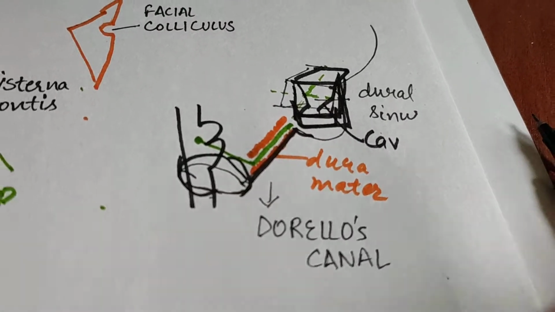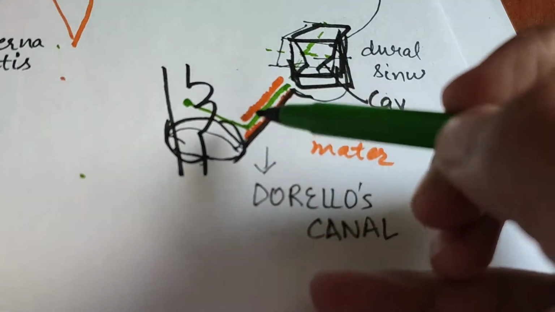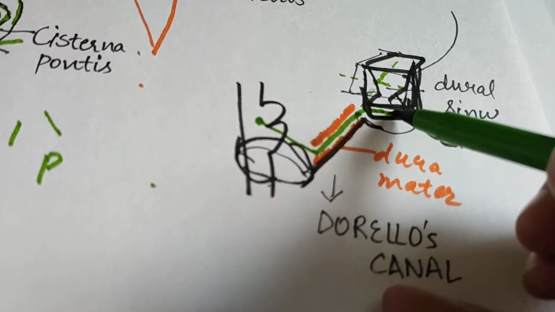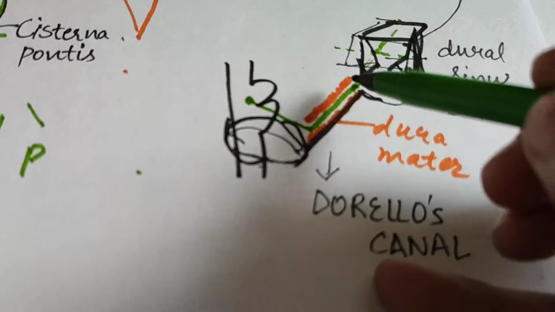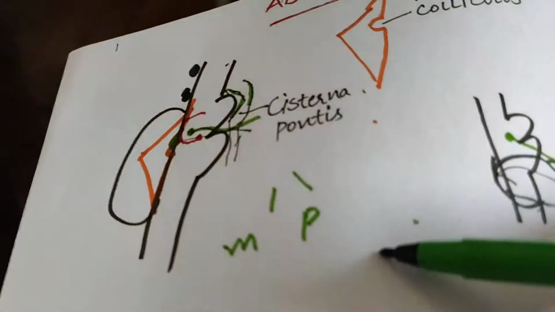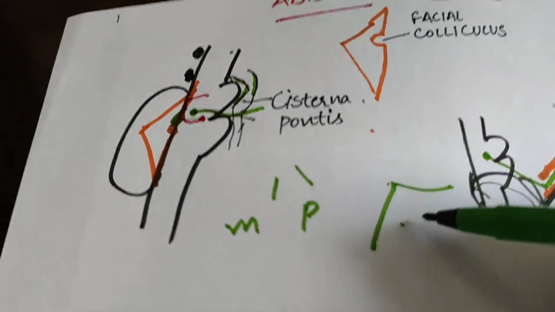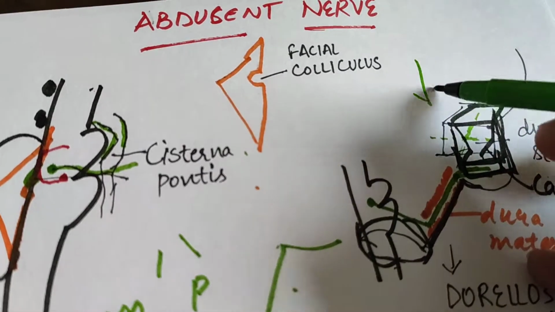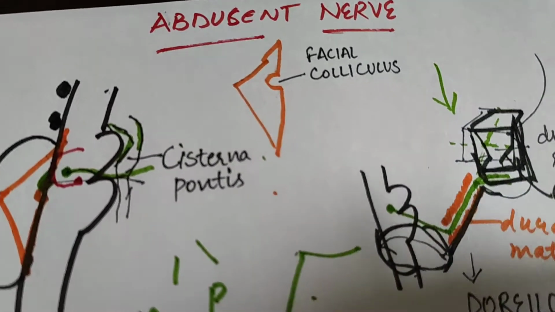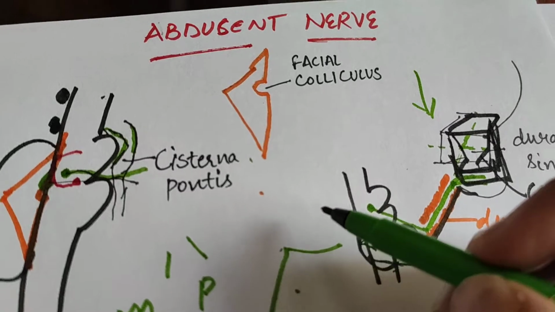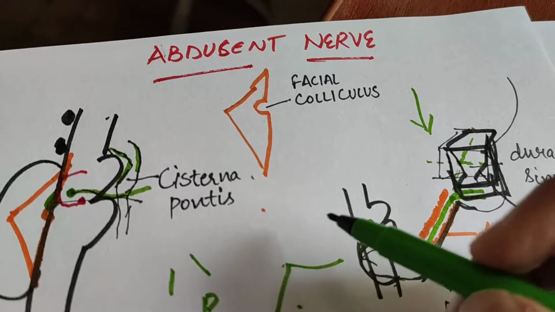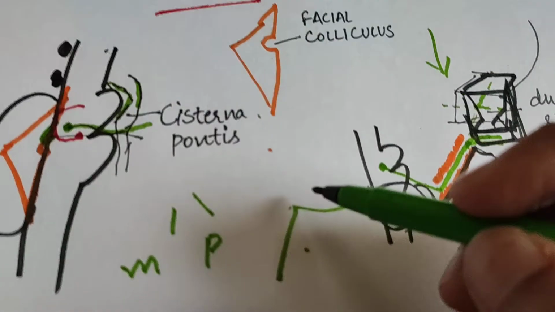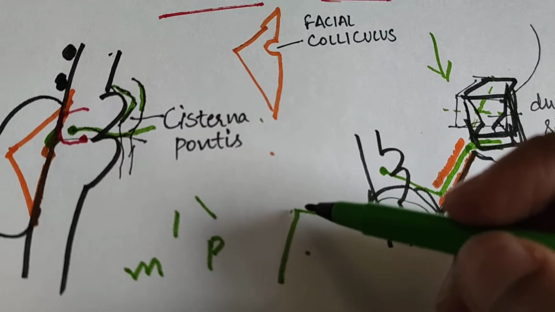One more point: after moving through the clivus, this nerve makes a bend over here to enter the cavernous sinus. So whenever there is high intracranial pressure, since it is already a weak point, the nerve gets damaged at the bend, and this causes sixth nerve palsy.